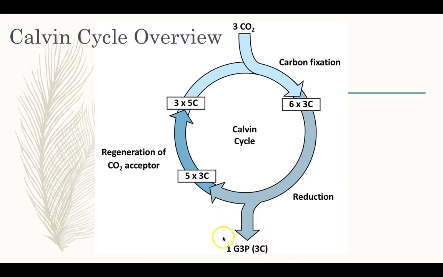3 carbon dioxides enter, one glyceraldehyde 3-phosphate leaves, and then the remaining compounds are used to regenerate the carbon dioxide acceptor. So let's take a closer look at the Calvin cycle.